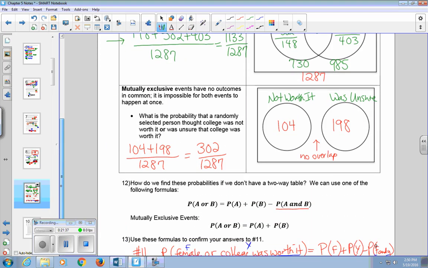And the second one, I'll write this in, let's say, to the right of this. So this was the probability of either person thought college wasn't worth it or was unsure. So we'll say probability of not worth it or U for unsure. So we just need the probability of each of those individual events. So we got 104 out of 1287 plus 198 out of 1287.